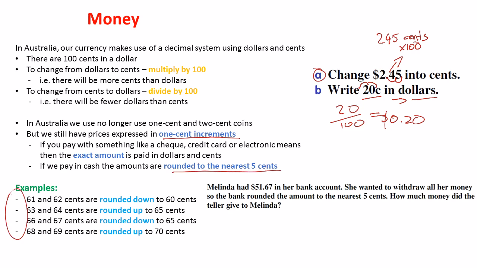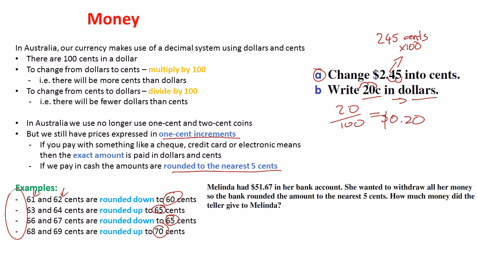61 and 62, we round down to 60. 63 and 64, we round up to 65 because you're thinking, what is the closest? 66 and 67, we round down to 65. 68 and 69, we round up to 70. So basically, using an example: if it's got the 1 and the 2 part there, we round down to the nearest 10. 3 and a 4, we round to the closest 5, so in this case 65. 6 and 7, we round down to that 5 cent mark. The 8 and a 9, we round up to that next 10 cent factor.